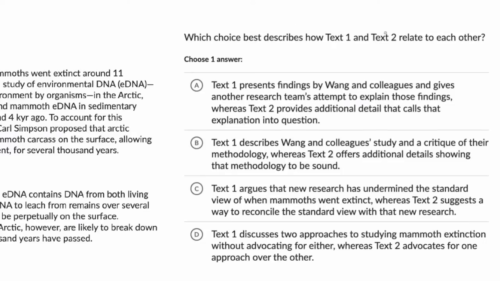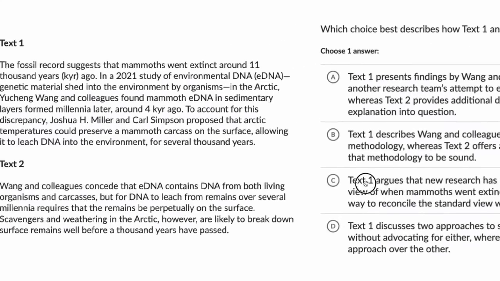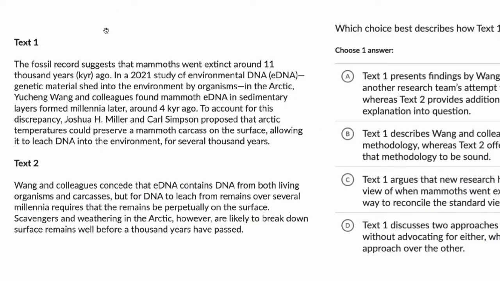Which choice best describes how text 1 and text 2 relate to each other? So we'll go ahead and read them both and just sort of summarize each one as we go. So the fossil record suggests that mammoths went extinct around 11,000 years ago.